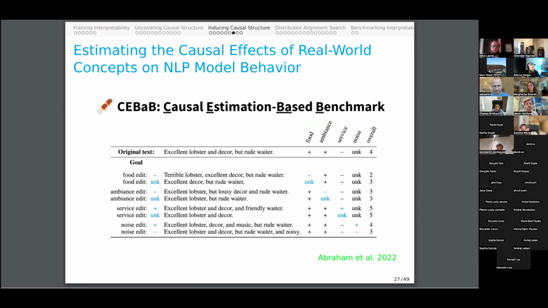So we created this data set called Kebab, which is all about causal estimation, but in the setting of neural networks. So how does a particular change to the input data generating process affect the output of the network? In this case, we had these restaurant reviews. These aren't the actual reviews, it's a simplified figure, and they had different aspects to them.